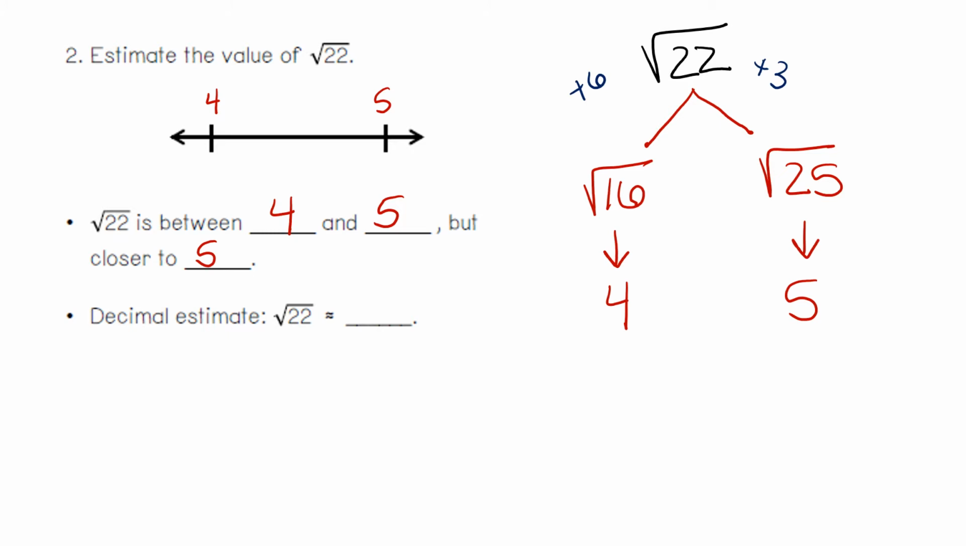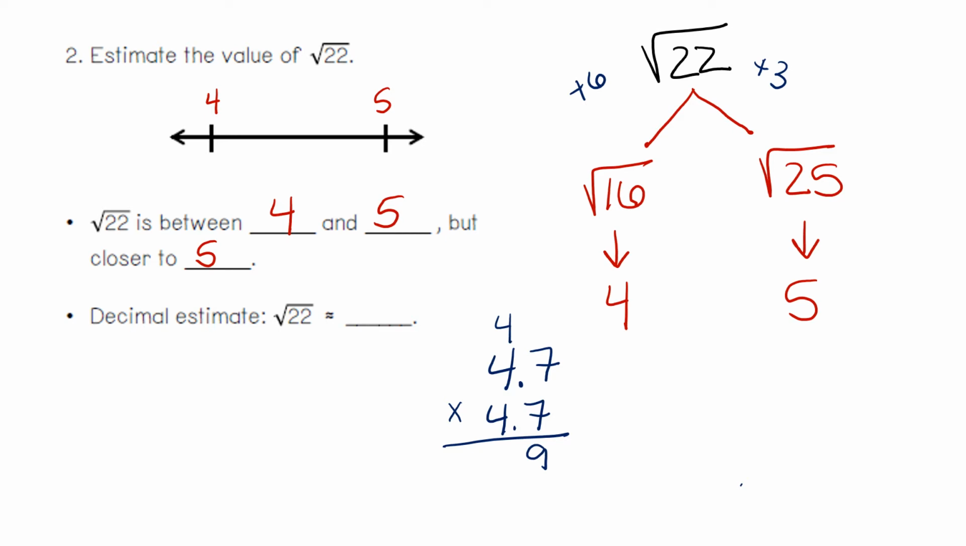We want to pick a decimal point that's closer to 5. So we could pick a decimal point and guess and check our work. We can guess about 4.7. The 0.7 is closer to 5 than, let's say, 4.1. And so if we multiply it out, 4.7 times 4.7, just to check our work, 7 times 7 is 49.